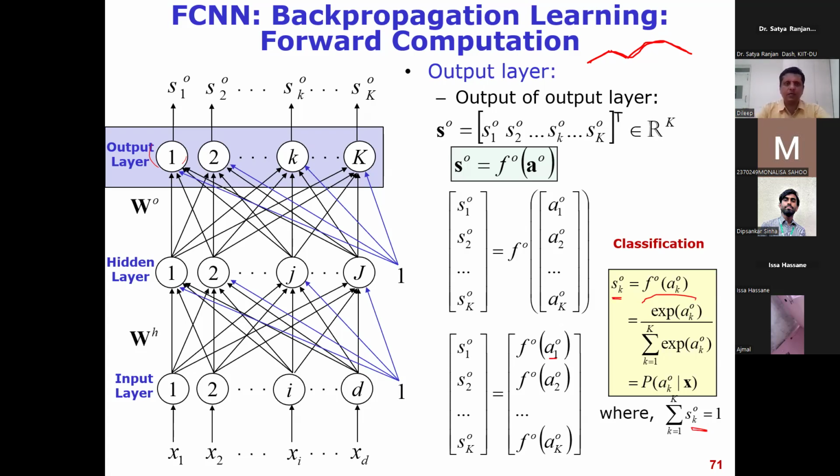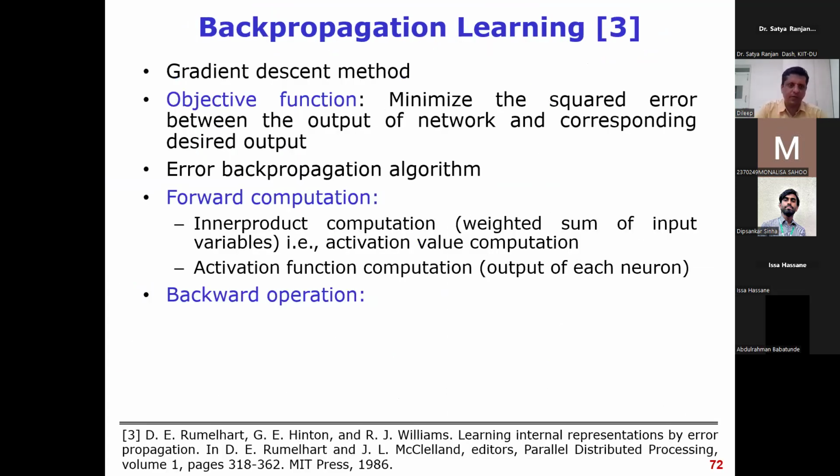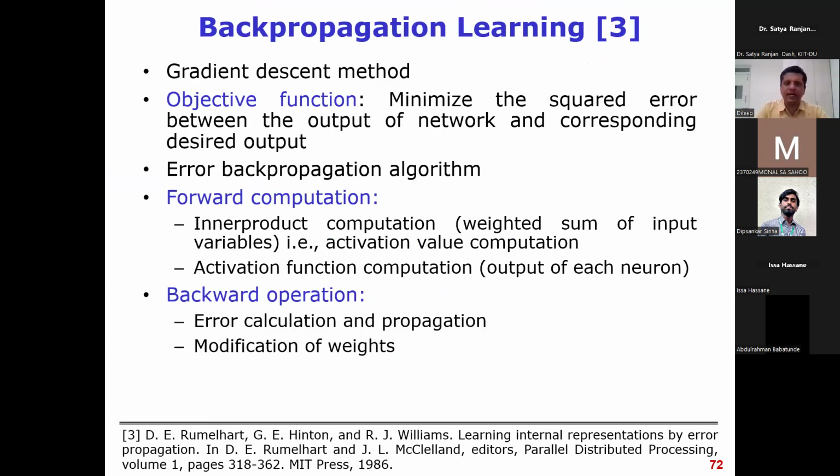Okay, so this is what happens in the forward computation. Now in the backward computation, once we get the output of the network, we compute the error: how close the produced output is to the desired output, and then we propagate it backward. The error will be propagated back. There is no backward connection here, but the error will be propagated backward. In the process, it will update the weights in the successive layers.